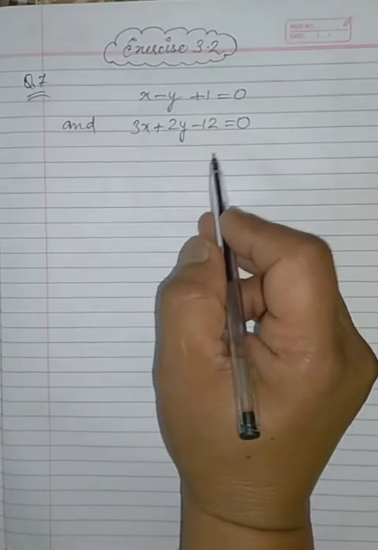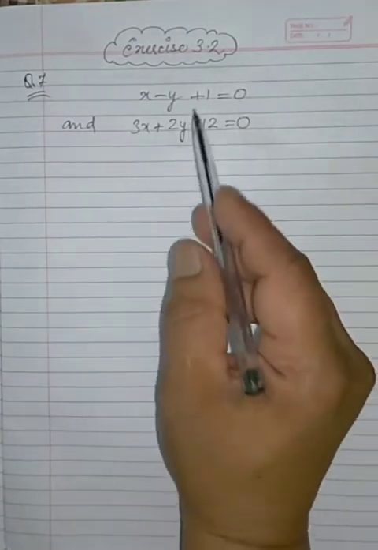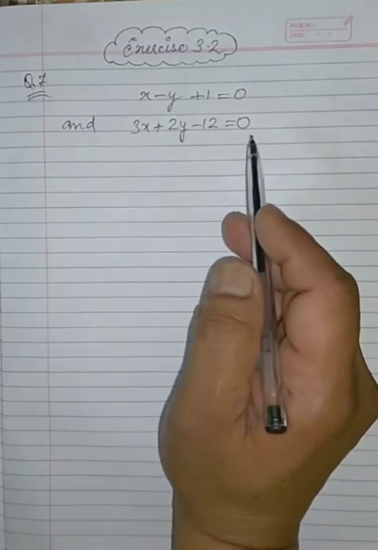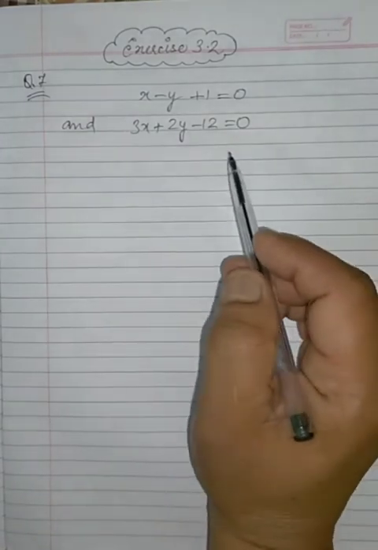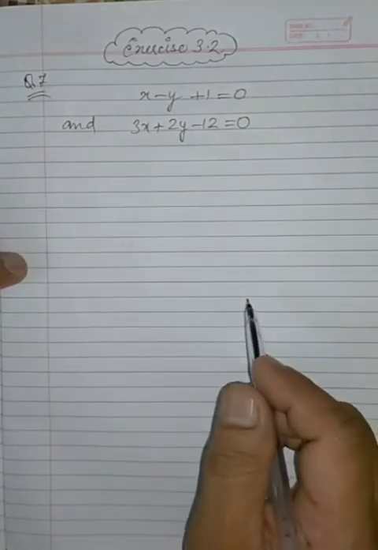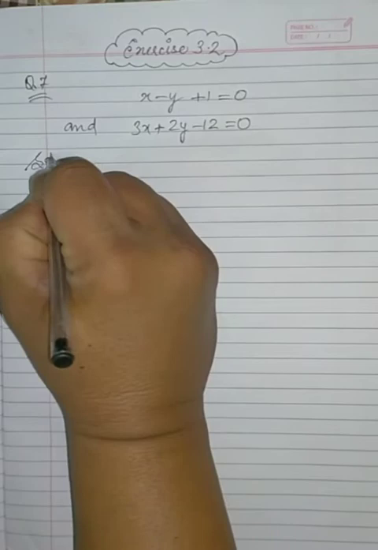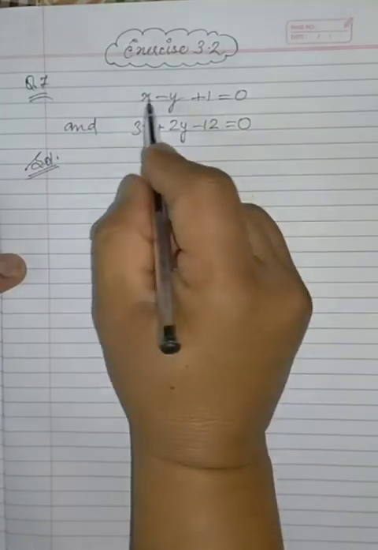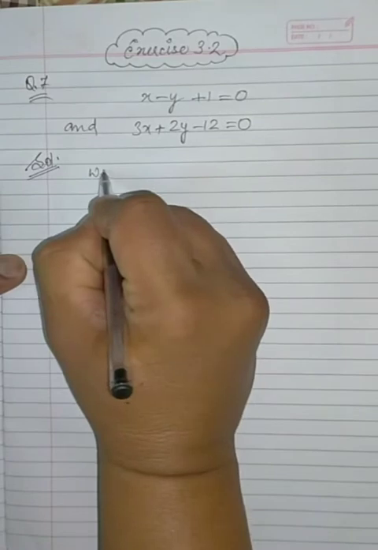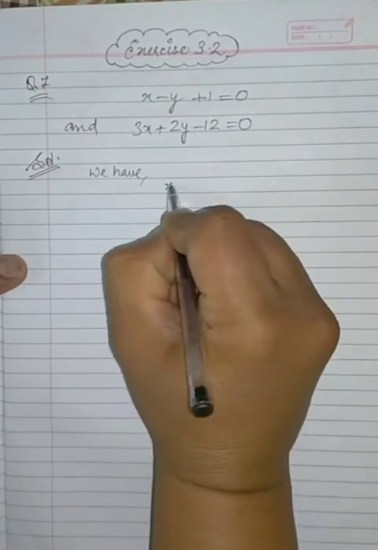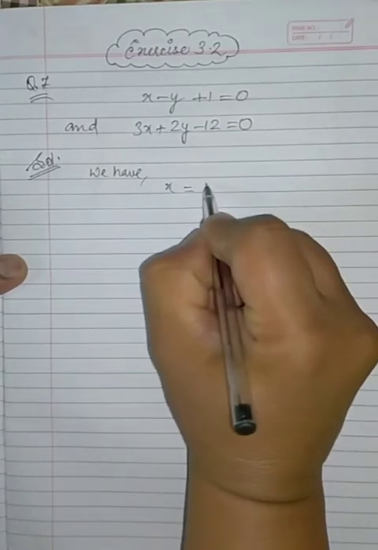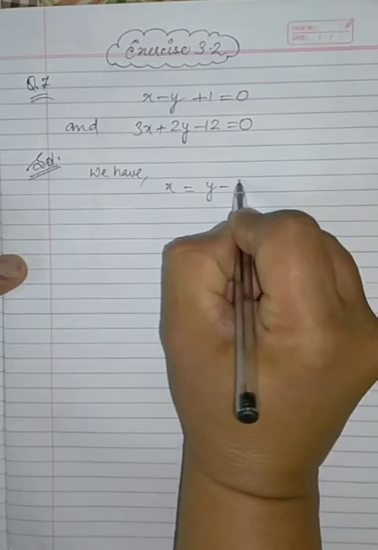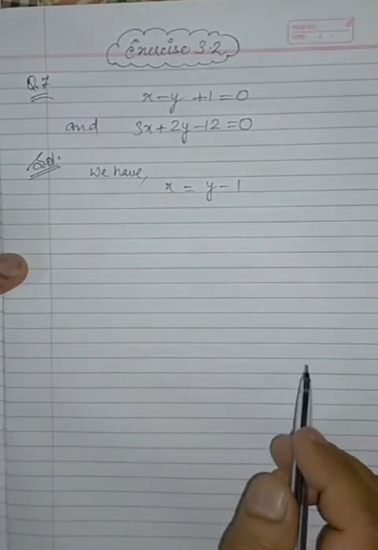So this time we have to make the graph for these two equations, and also we have to find the coordinates of the points of the vertices formed by these lines and the x-axis. So first of all, let us solve this. So we have x minus y plus 1 equal to 0. It can be written as x is equal to y minus 1 if we transpose y and 1 that side.